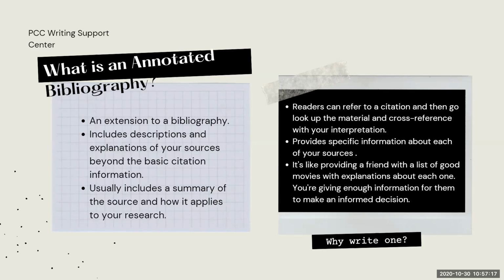So normally with a works cited page or a references page, you're just including information in regards to who the author was, the title of the work that you're using in your essay, the date of publication, where it was published, etc. An annotated bibliography includes a summary of the source and how it applies to your research. So it takes it a little further by providing more information than you would normally give.